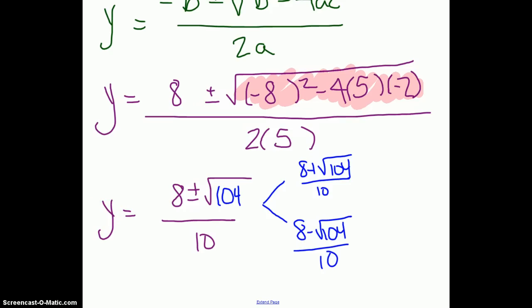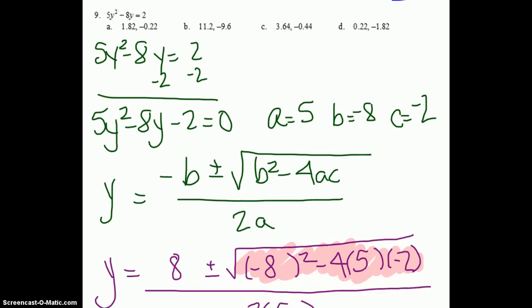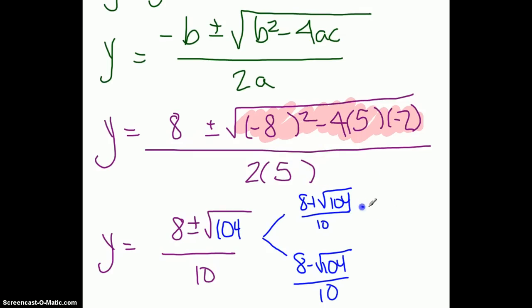Now I want to bring your attention to one thing. On this problem it said round to the nearest hundredth, which means that on these problems I can't go more than 2 decimal places. So if I put the first one in, 8 plus the square root of 104, then hit enter, divide by 10, I'm going to end up with 1.819, keeps going, so I'm going to round to 1.82.